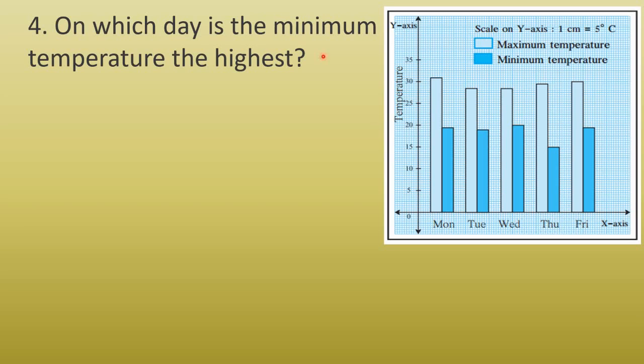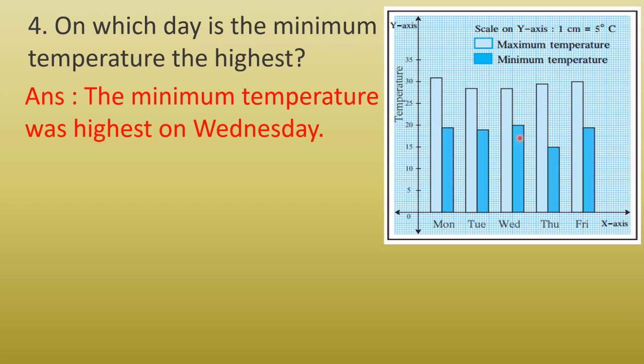Question number 4. On which day is the minimum temperature the highest? So here you can see minimum temperature is mentioned in dark blue, and here maximum temperature is mentioned. So here we have to find out on which day the minimum temperature is the highest. So here you can see on Wednesday the minimum temperature is the highest. So the minimum temperature was highest on Wednesday.